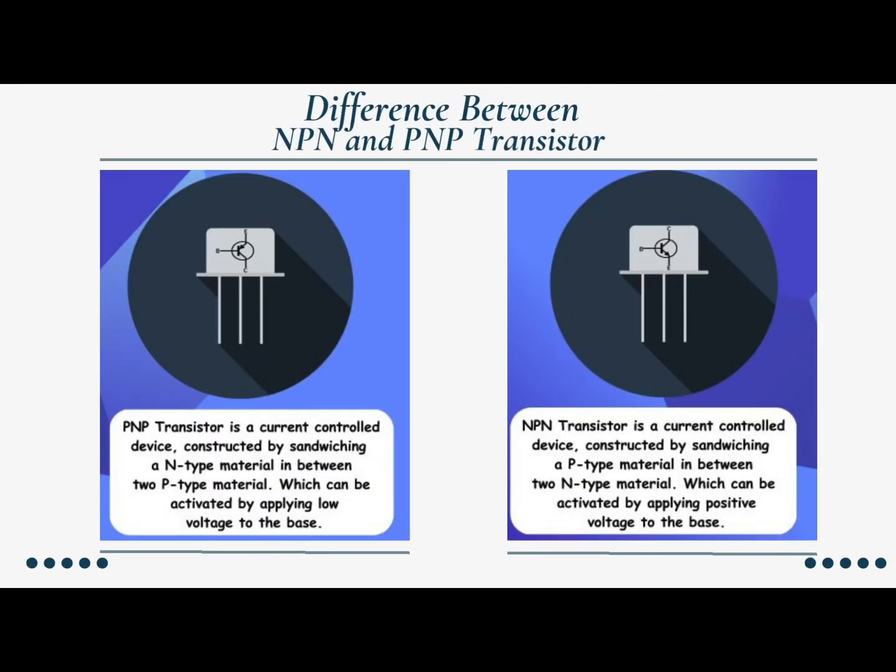Next, we have the difference between NPN and PNP transistors. A PNP transistor is a current-controlled device constructed by sandwiching an N-type material in between two P-type materials, which can be activated by applying low voltage to the base, while an NPN transistor is clearly the opposite of a PNP transistor and can be activated by applying positive voltage to the base.